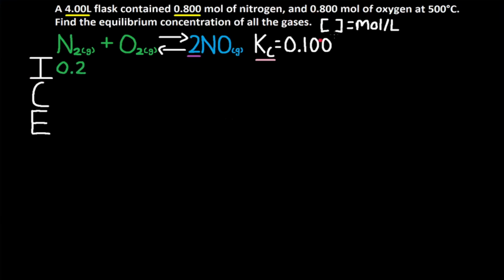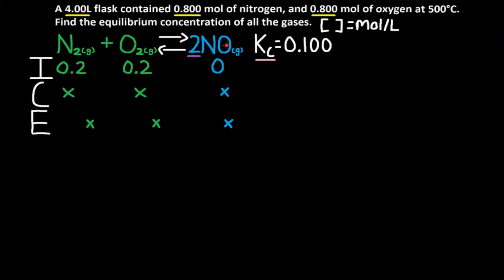We also have 0.800 moles of oxygen. 0.800 divided by 4 liters will also get us 0.2. It doesn't tell us the initial concentration of NO, so we assume that it is 0. And then find the equilibrium concentration of all the gases. So this is all the information we have, so we must put a variable in for C and E to complete the ICE table. So let's use x.